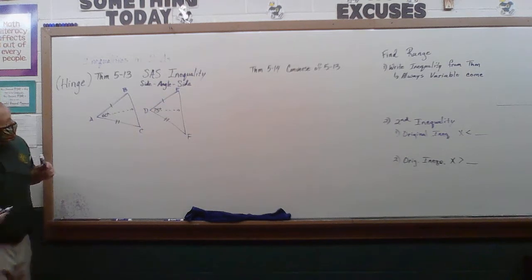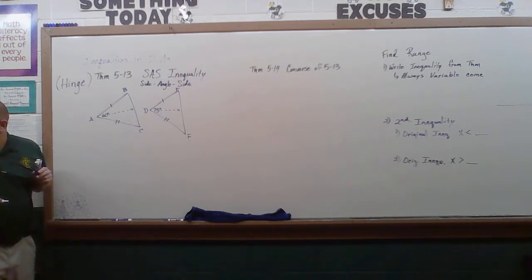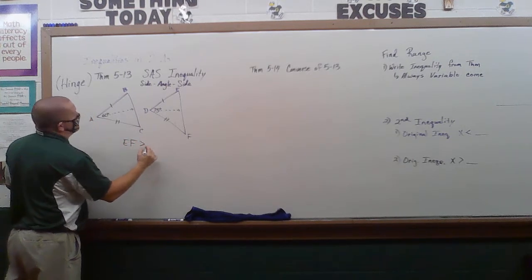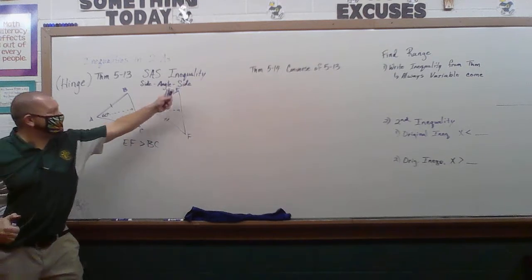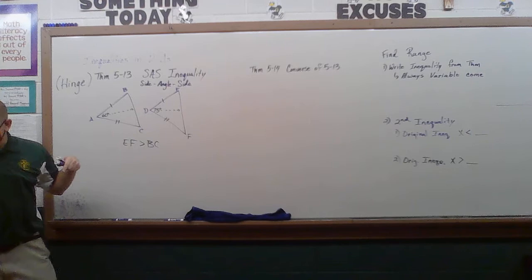The same thing. Say it louder. What you said, say it louder. EF then has to be greater than BC. Right? Because the side opposite of it should also be bigger because the angles are bigger.